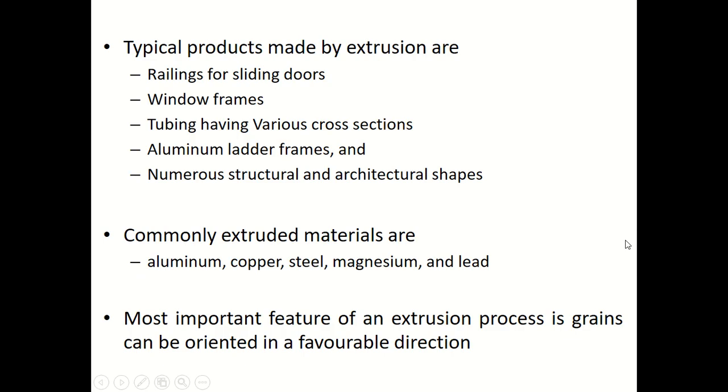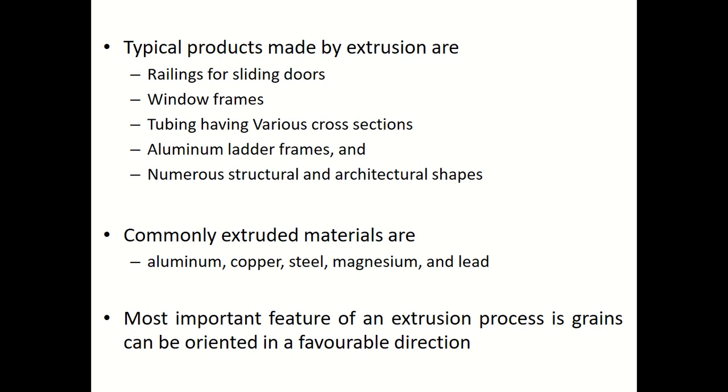Now, what are the typical products made by an extrusion process? One is railing for sliding doors, window frames, tubing having various cross sections, aluminum ladder frames, numerous structural and architectural shapes. You can obtain a variety of products using this extrusion process. And what are the commonly extruded materials? Aluminum, copper, steel, magnesium, lead; these are the commonly extruded materials.